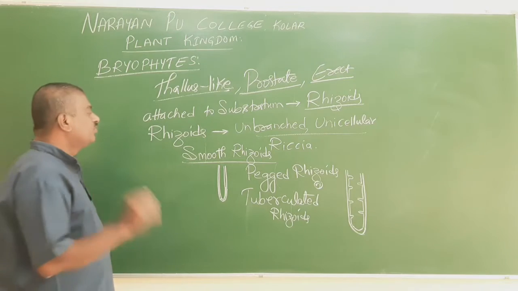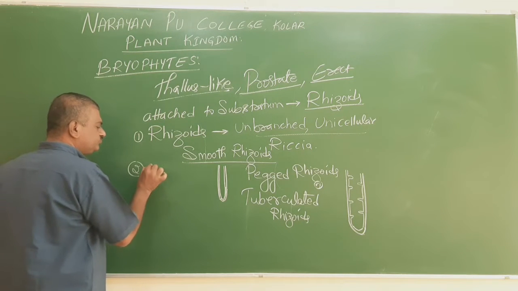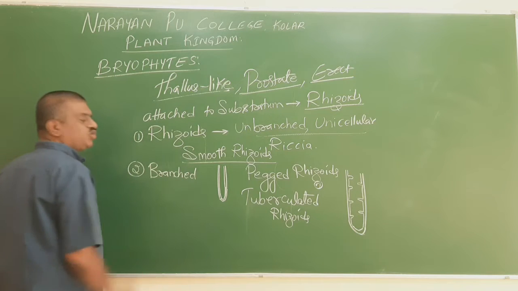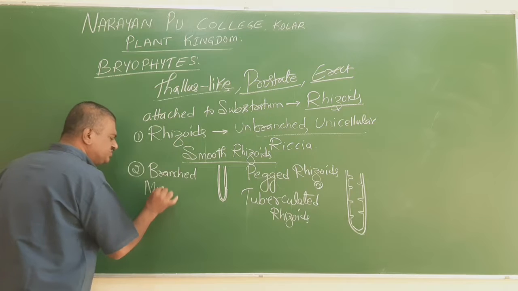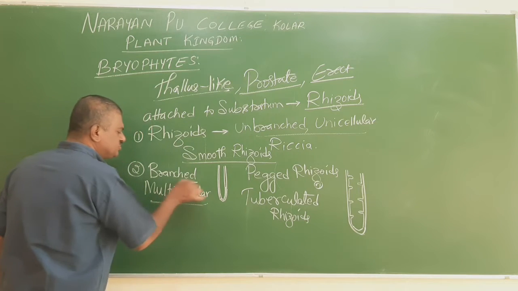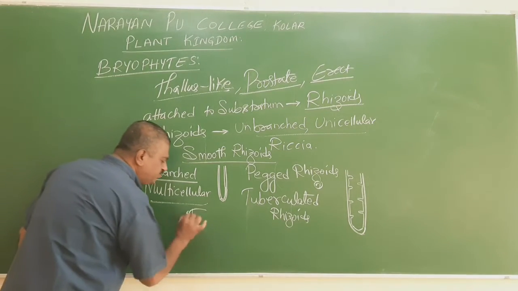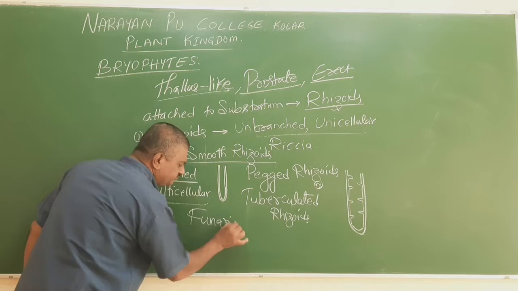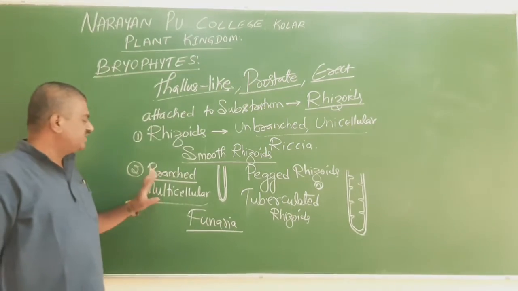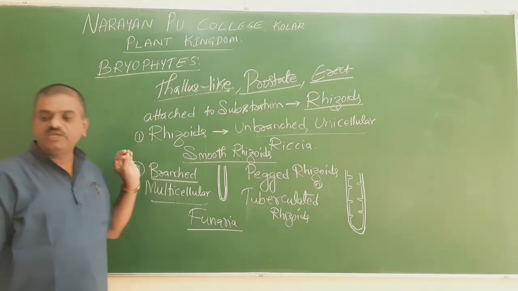Next, the rhizoids are branched and multicellular. This can be noticed in Funaria and Polytrichum. In these, there is a presence of branched and multicellular rhizoids.